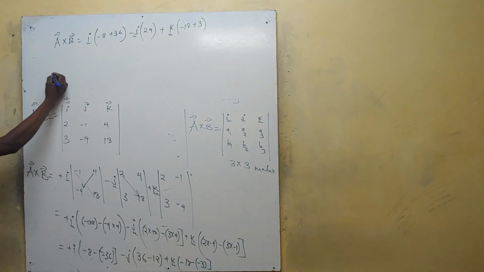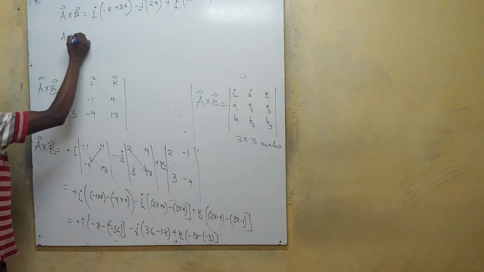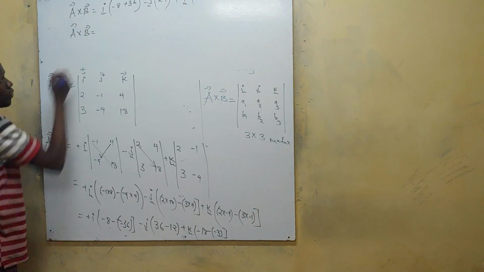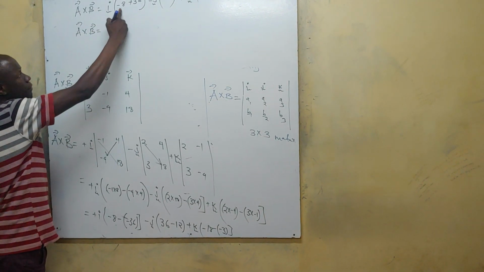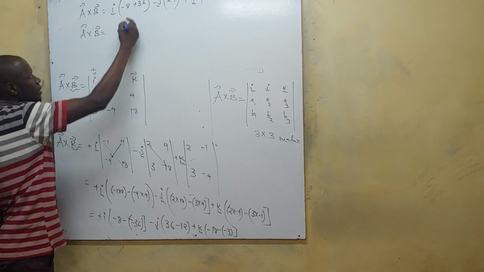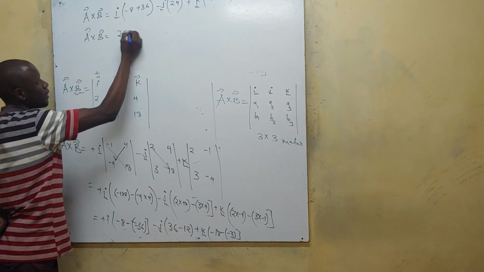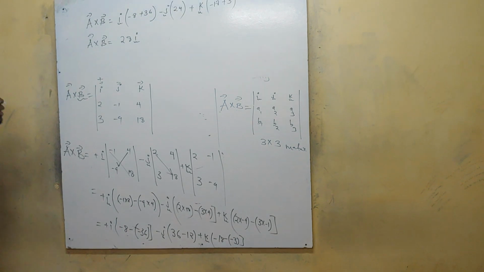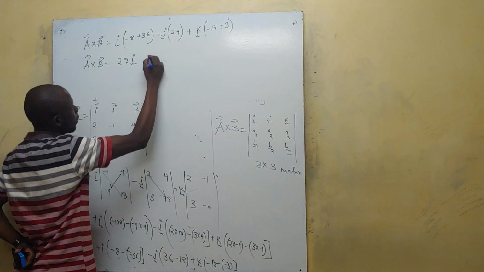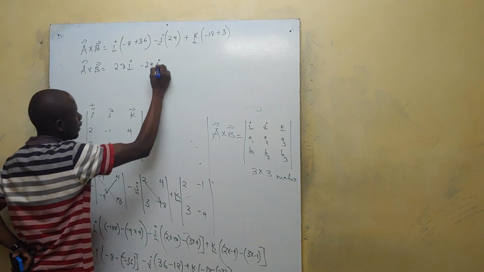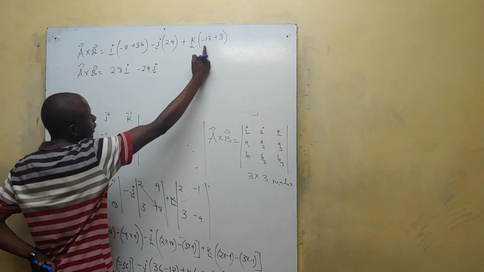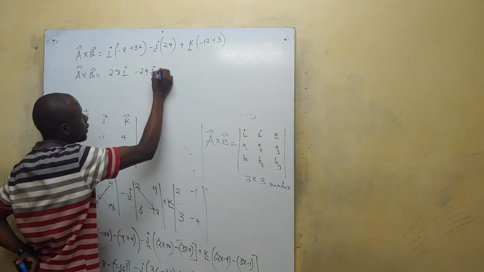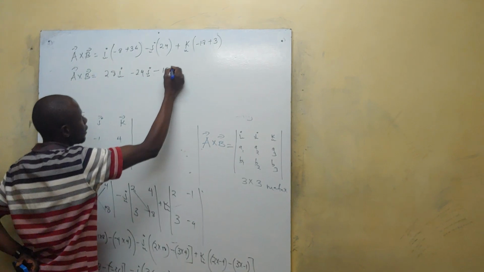Then the final result of A cross B will be found as follows. Negative 18, if you add 36, will give you 18. Then now it is along I, so that will give you 18i. Minus 24 times this will give you negative 24j, and then the final one, negative 18 plus 3 will give you negative 15k.